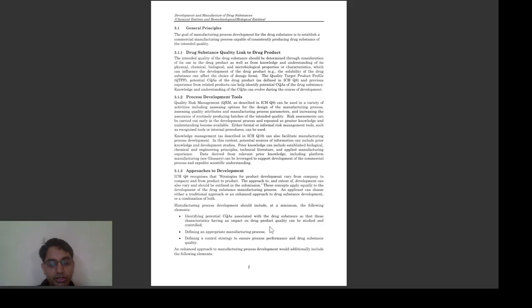Define the appropriate manufacturing process. Define the control strategy to ensure process performance and drug substance quality.